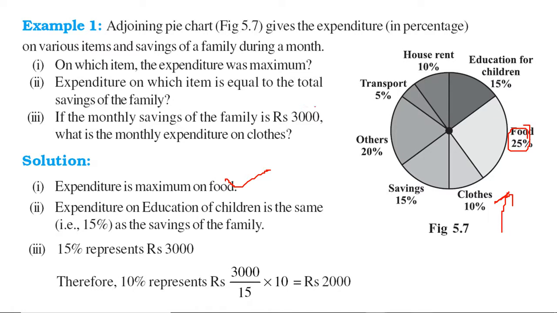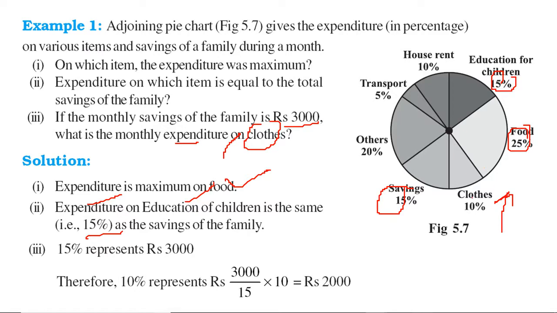Expenditure on which item is equal to the total savings of the family? So savings is 15%, and education is 15%. So expenditure on education is equal to the savings. Then, if the monthly savings of the family is 3,000, what is the monthly expenditure on clothes? So 3,000. And since we want to find out the expenditure on clothes, what is it?